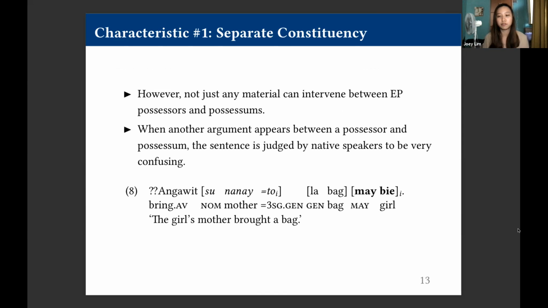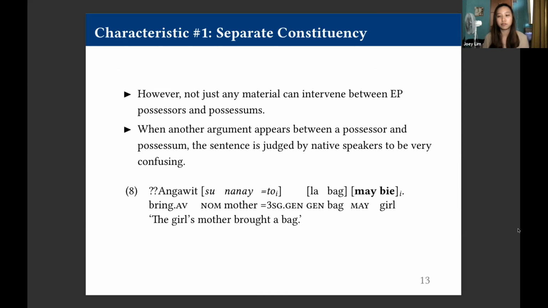This brings us to our next characteristic, which is the fixed word order. Post-verbally, it is required that the marked external possessor follows its possessum. As seen from the previous example, it's preferred that this relationship is immediate and no arguments interfere.